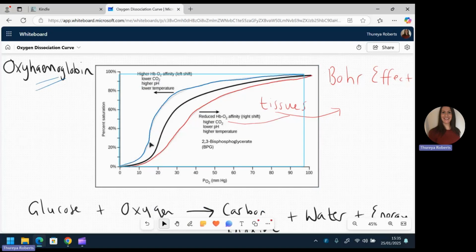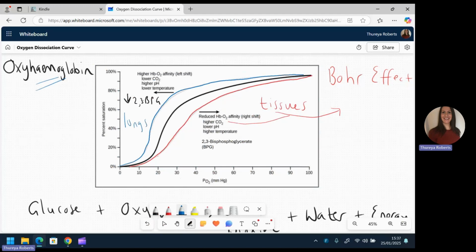A left shift occurs in the oxygen dissociation graph under conditions where hemoglobin's affinity for oxygen increases, and this can happen when we've got lower levels of carbon dioxide, or we've got a high pH, so alkaline levels, or somebody suffering from alkalosis, or if we've got lower temperatures, but also when we've got low levels of 2,3-BPG. These kind of conditions would take place inside the lungs.